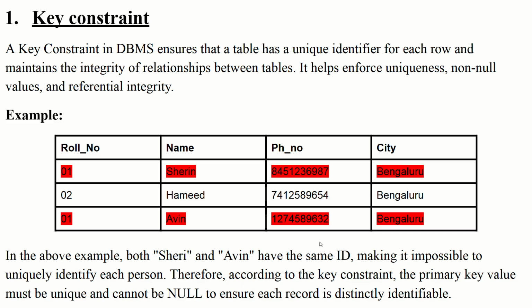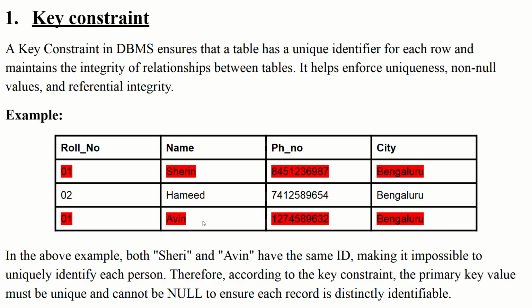But see this example, which I have included in this document. Here, see this roll number in red. The names Sharon and Avin both have the same roll number, which means the ID is 01, which is not possible because I won't be able to identify them. If I call roll number 1, both will stand up. That should not be happening.